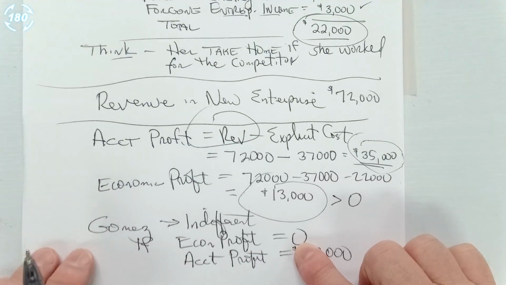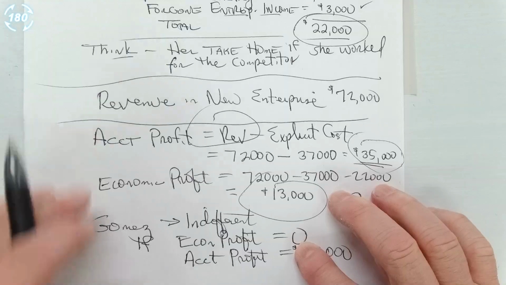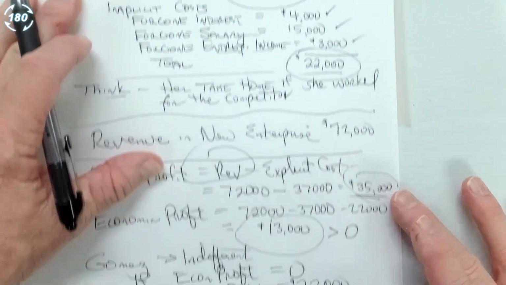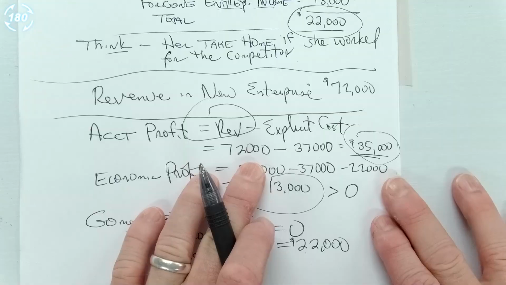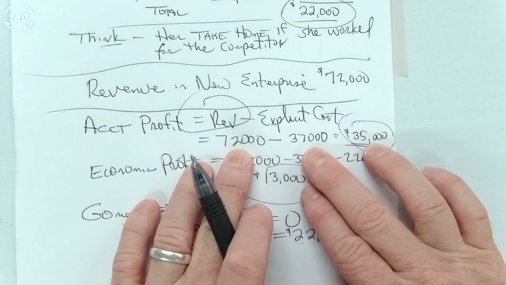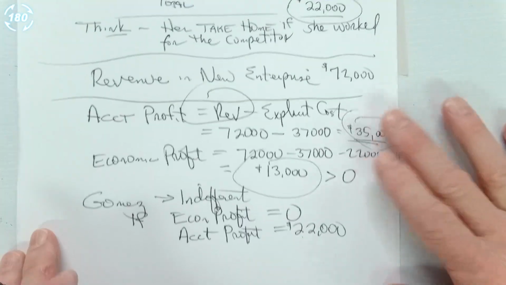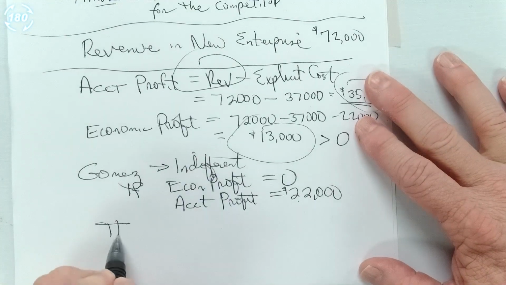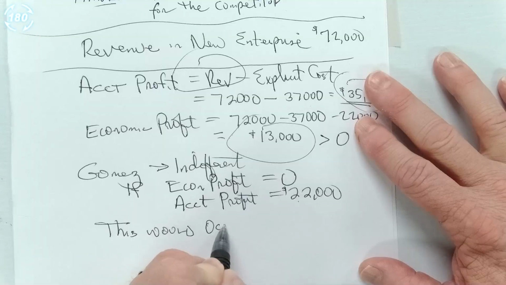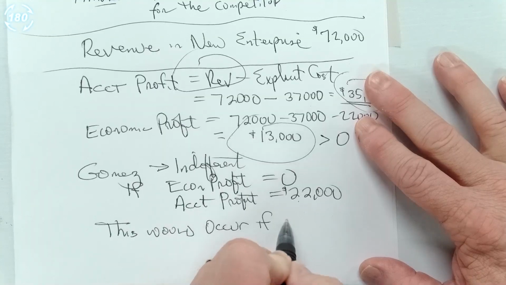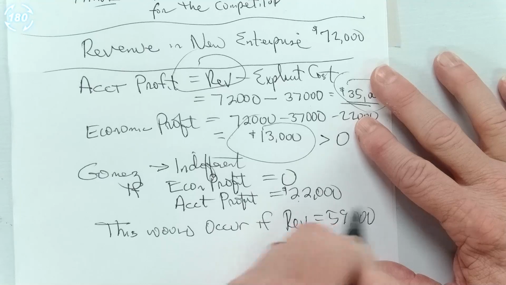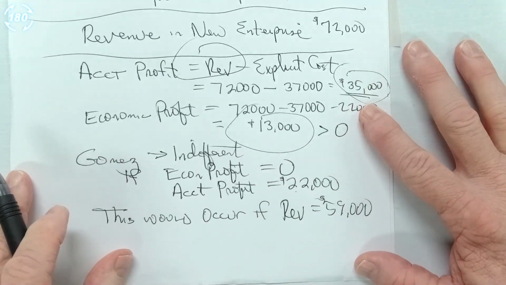Now, the only way her economic profit would be 0 here, given these costs that we've traced out, is if the revenue were considerably different. If the revenue instead of $72,000 were like $59,000. So this would occur if our business revenue were $59,000. So what's going on?